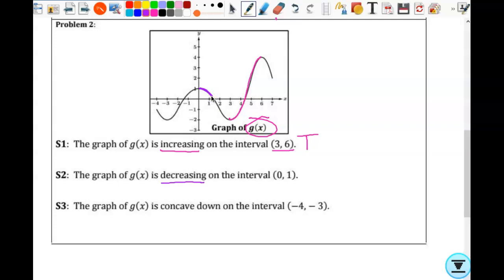All right, so then the graph of g of x is decreasing from 0 to 1. What do you think of that? Is that decreasing? Yes. Good. Now, it's not always the third one that's going to be false. It's just what's happening here. The graph of g of x is concave down from -4 to -3. So what do you think about that? False. It is concave up, and is it increasing or decreasing?